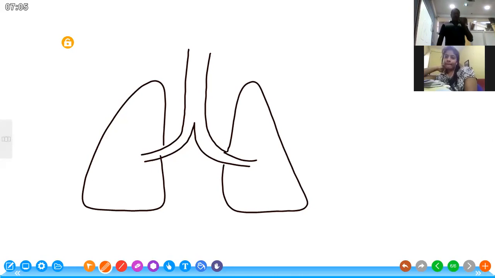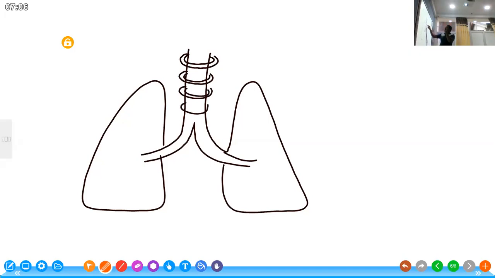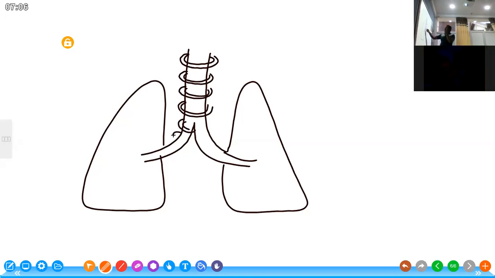By preventing collapsion of the trachea, there are incomplete cartilaginous rings around the trachea. Even in the bronchi, you can see those rings. Incomplete cartilaginous rings, like a letter C shape.